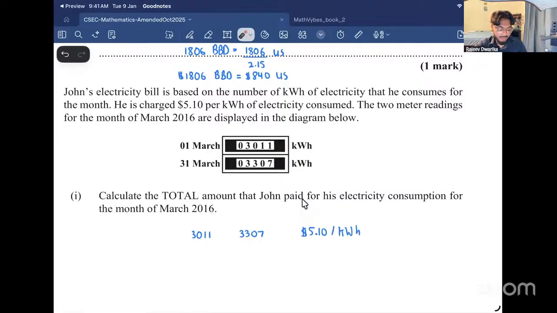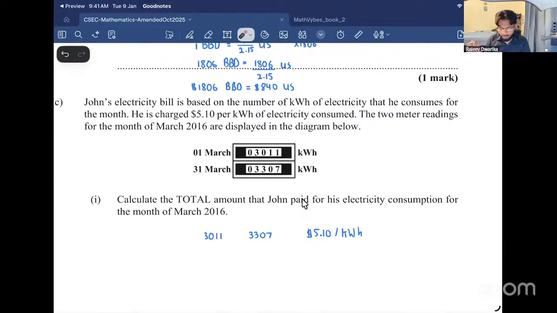So Renisha, tell me, how are we going to calculate how much electricity was consumed? Okay, I'm not sure if I'm correct, but in part C 1, they say calculate the total amount he paid. So when they say the total amount he paid, they mean adding something. Nah, think.